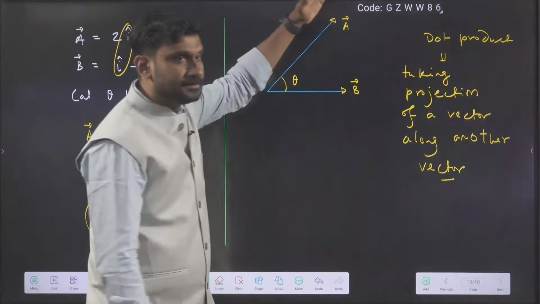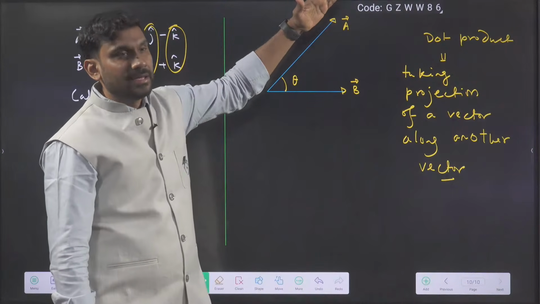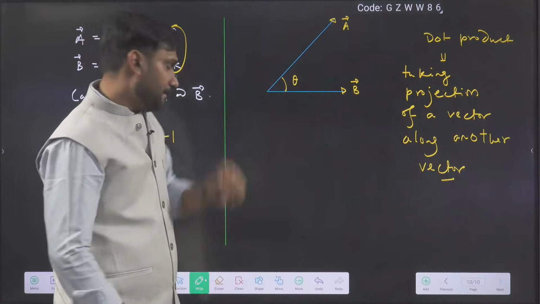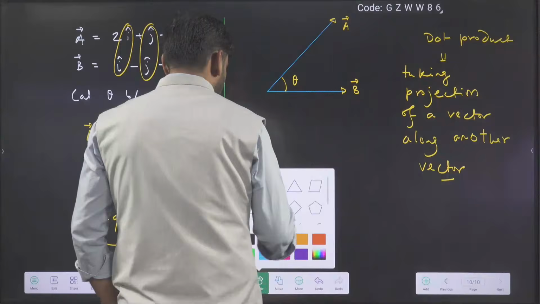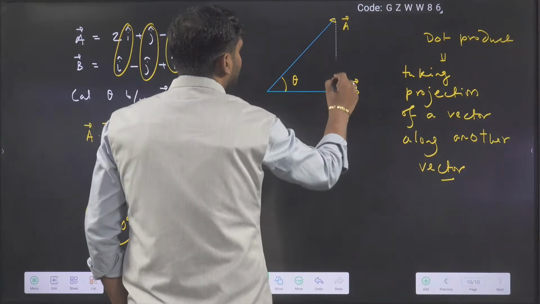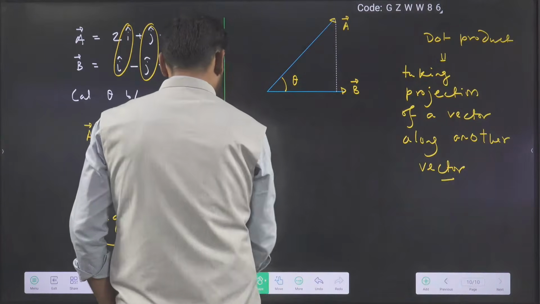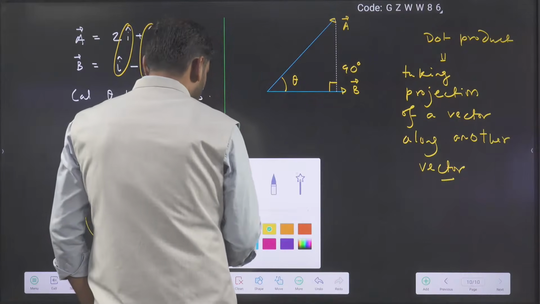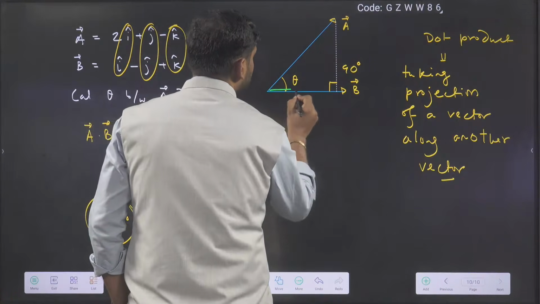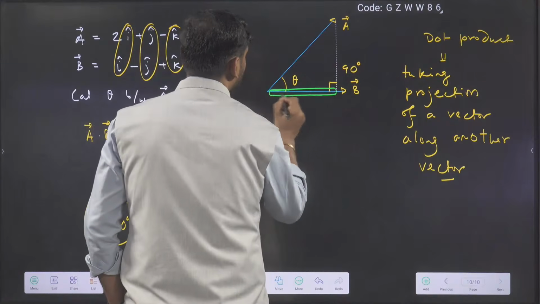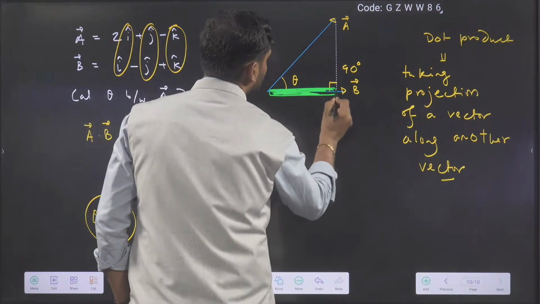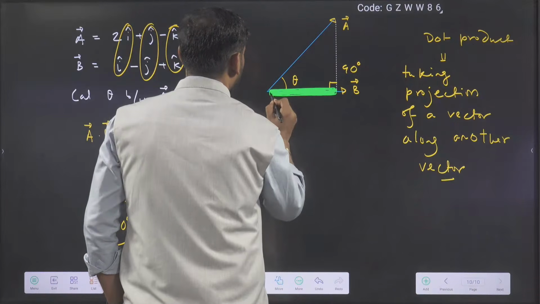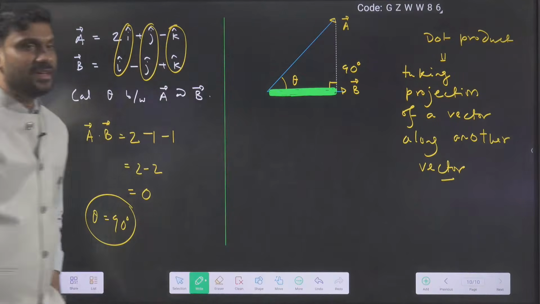A vector है. How much of this A is lying along B? So for that, what I will do, I will take the perpendicular here. This is 90 degree. So how much of A is lying along B? This much of A is lying along B.